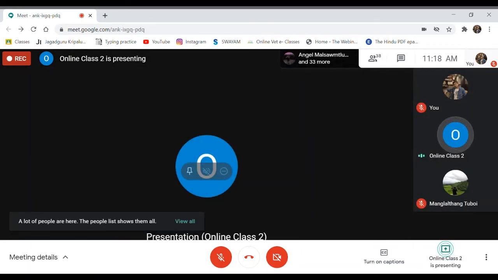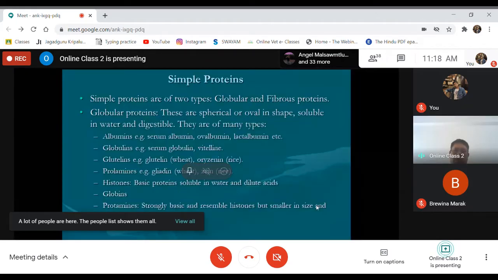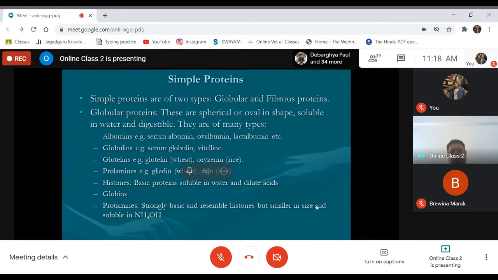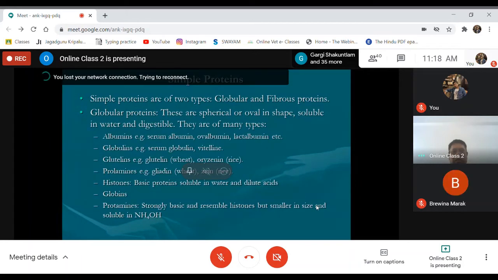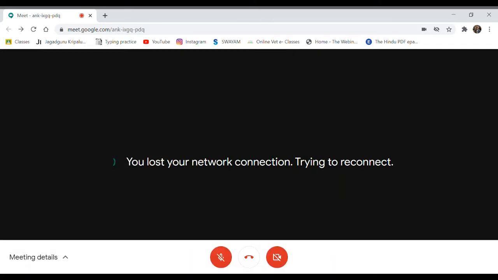If it is present in the blood, we call it the serum albumin. If it is present in the egg, we call it the ovalbumin. If it is present in the milk, we call it the lactalbumin. So there are different types of albumin based on where they are present, either in the blood, in the egg, or in the milk. Then the second example is the globulins.